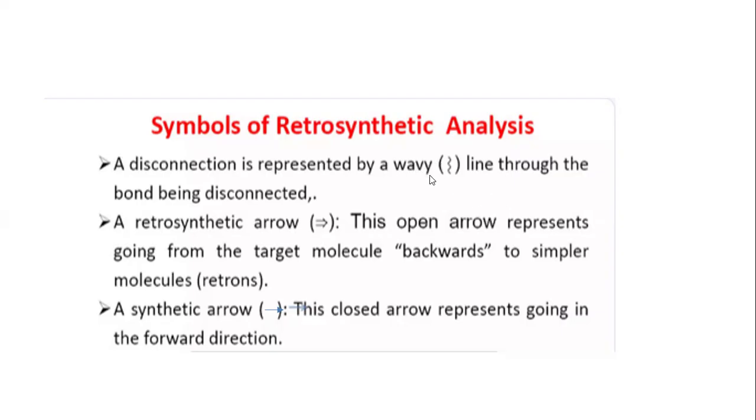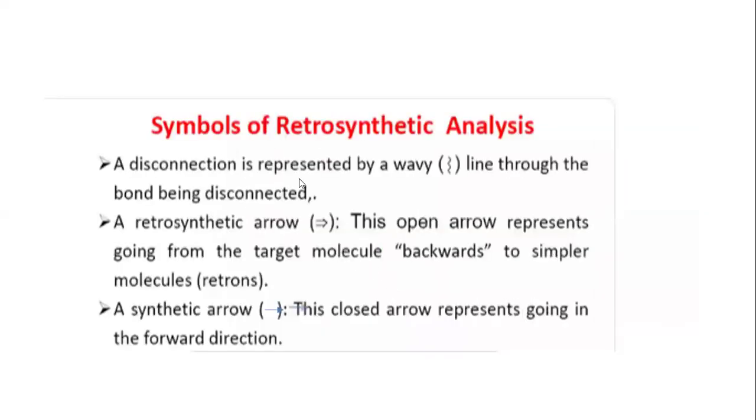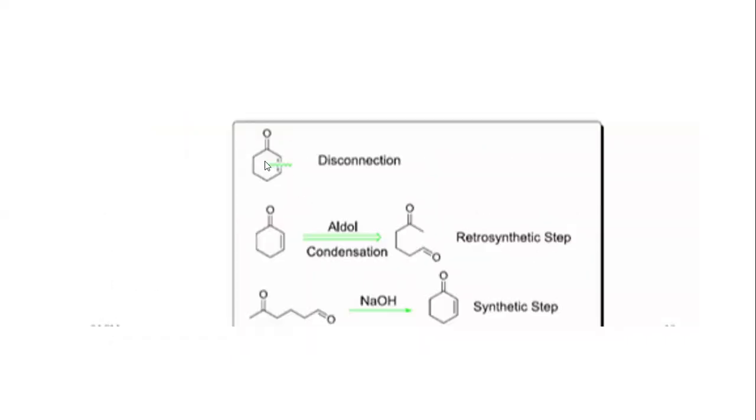This is the breakdown or disconnection. For example, disconnection from here is a retrosynthetic step. In this case, it is the synthesizing. This is the disconnection, and this is the condensation. Here, this is the disconnection, retrosynthetic arrow, synthetic arrow. Disconnection, retrosynthesis, synthesis.